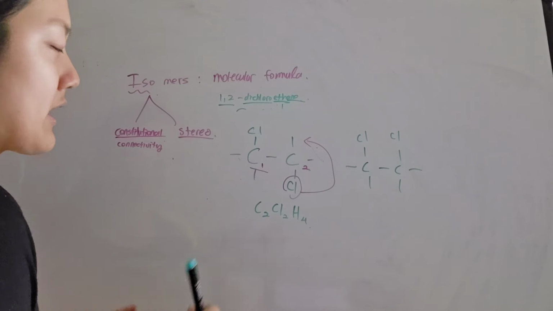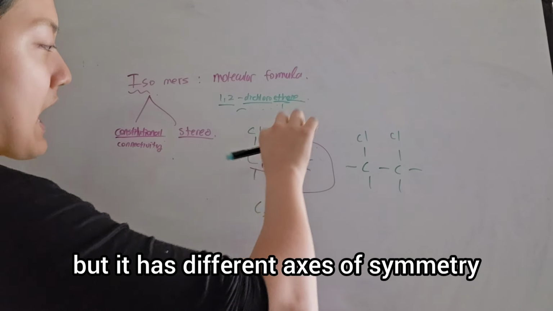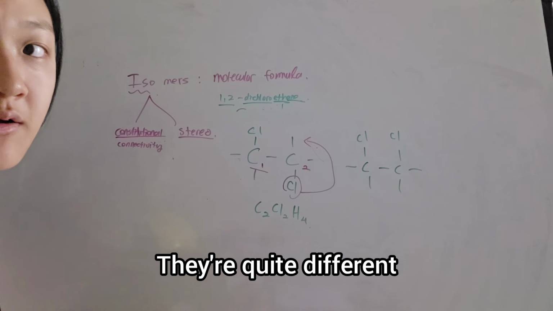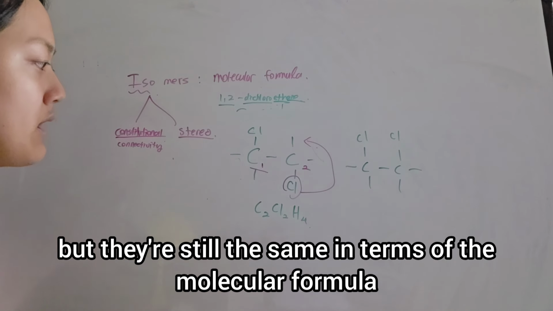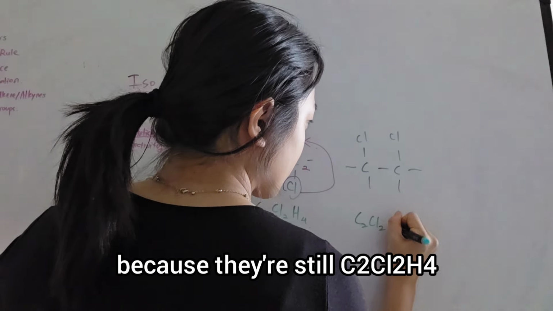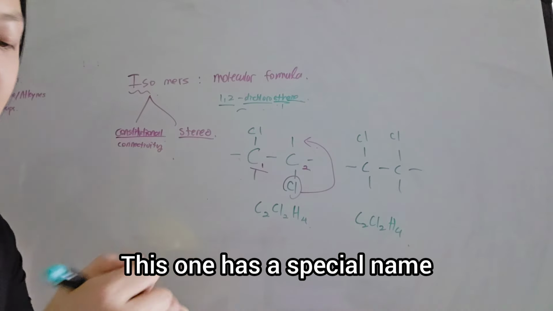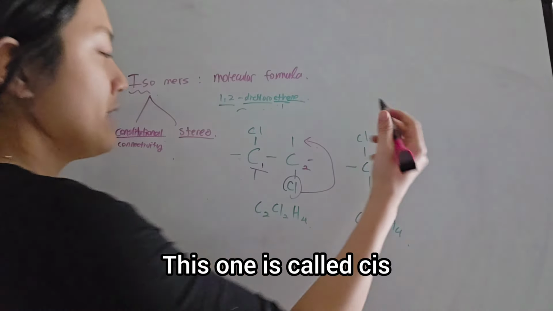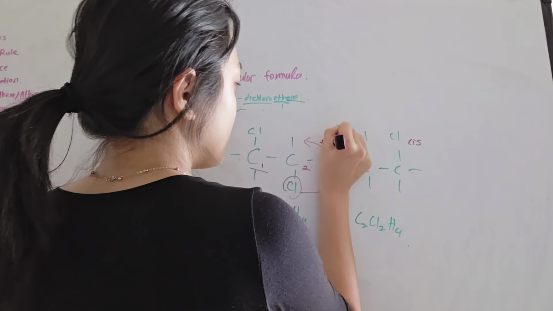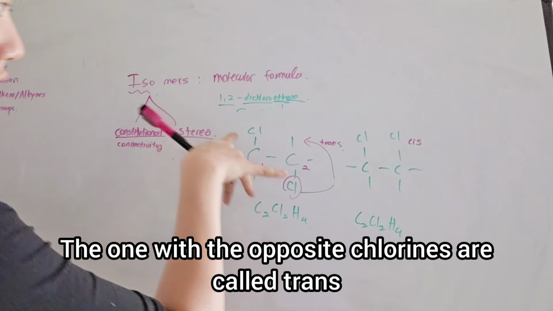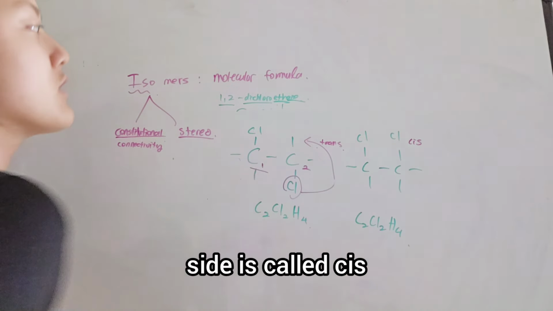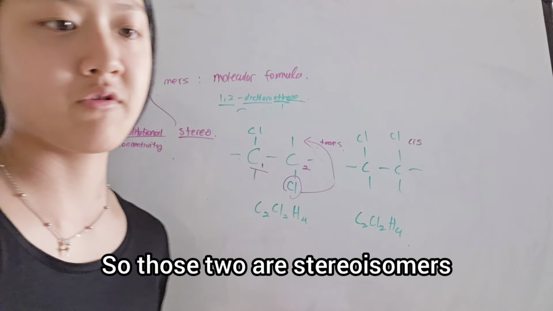And in terms of this, that's why it's the same molecule, but it has different axes of symmetry. And that's why they're stereoisomers. They're quite different, but they're still the same in terms of the molecular formula, because they're still C2Cl2H4. This one has a special name. This one is called cis, and this one is called trans. The one with the opposite chlorines is called trans. The one with the chlorines on the same side is called cis. So those two are stereoisomers.